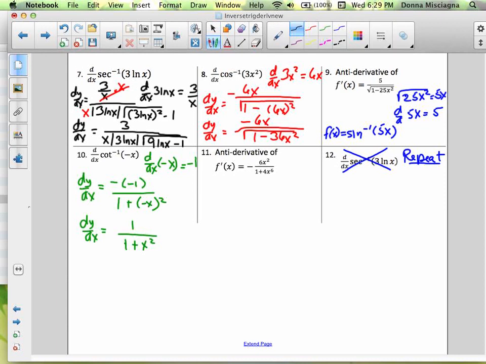All right, now let's look at the antiderivative of negative 6x squared over 1 plus 4x to the 6. We don't have any radicals there. And I see squared things. I see 1 plus a squared thing. It's making me think arc cotangent or arc tangent. It's negative, so it's making me think arc cotangent.